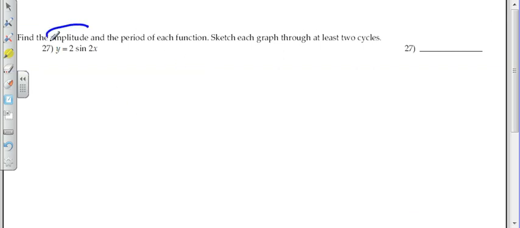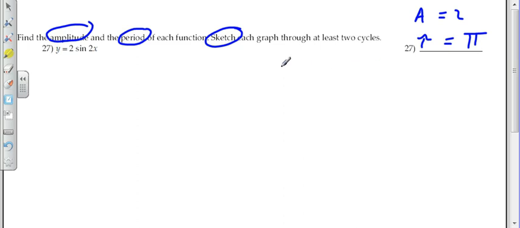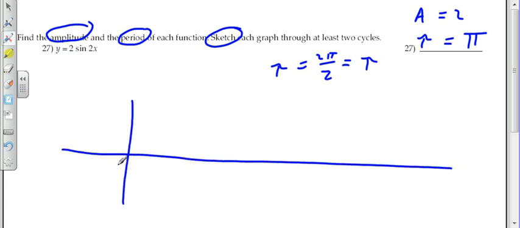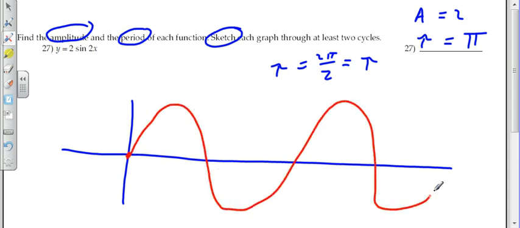Find the amplitude, the period, and sketch the function. All right, so the amplitude is 2. The period is pi. So the period is 2 pi divided by 2, which is pi. And now I got to sketch the function. So it's a sine function. I'm going to go up to 2, down to minus 2, up to 2, down to minus 2, back to where I was. And that's 2 cycles. And I'm going to cross there at pi and cross over here at 2 pi. Okay, good enough?